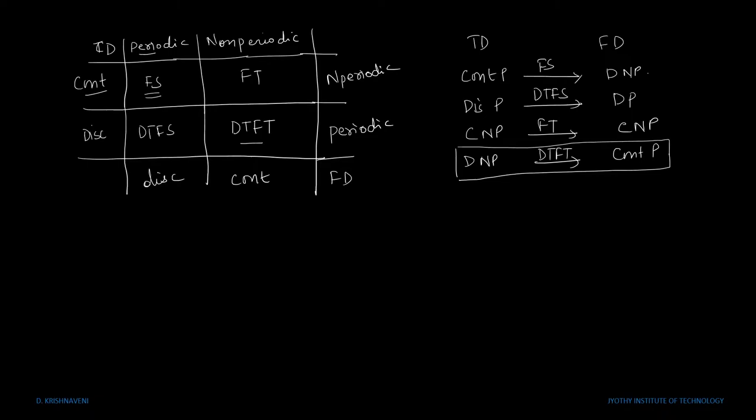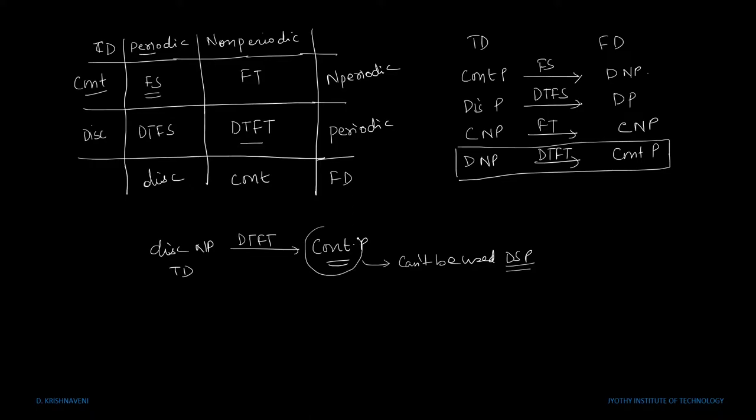Now, our interest is the last one, that is, when we convert a discrete signal in the time domain into the frequency domain, what exactly happens? When I apply a discrete non-periodic signal in the time domain and perform DTFT, we get a continuous periodic signal. Because it is continuous in nature, it cannot be used in digital signal processors. Why? Because digital signal processors take digital signals as the input, process them and produce digital signals as the output. So the input to the digital signal processor should be discrete in nature. But this particular signal is continuous in nature.